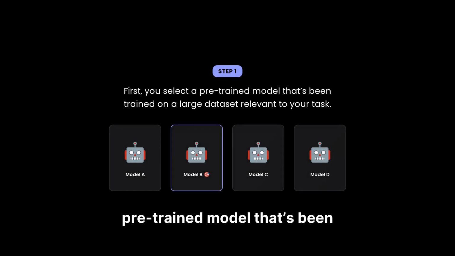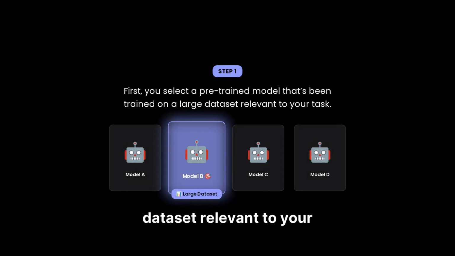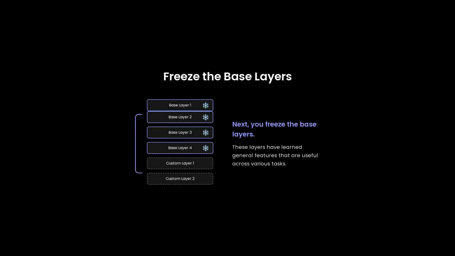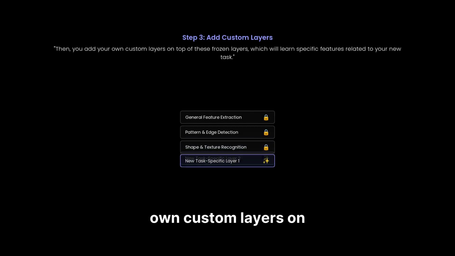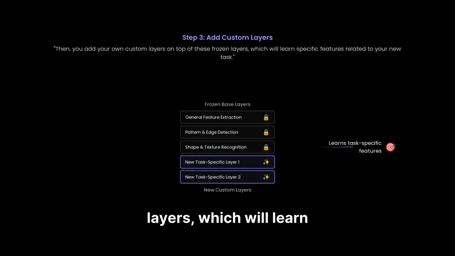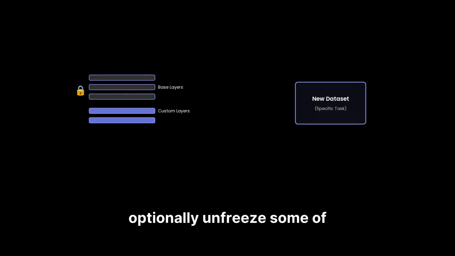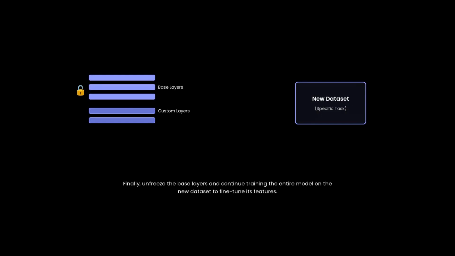First, you select a pre-trained model that's been trained on a large dataset relevant to your task. Next, you freeze the base layers. These layers have learned general features that are useful across various tasks. Then, you add your own custom layers on top of these frozen layers, which will learn specific features related to your new task. Finally, after training the custom layers, you can optionally unfreeze some of the base layers and continue training the entire model on your new dataset. This can help it adapt even better to the specific features of your new task.